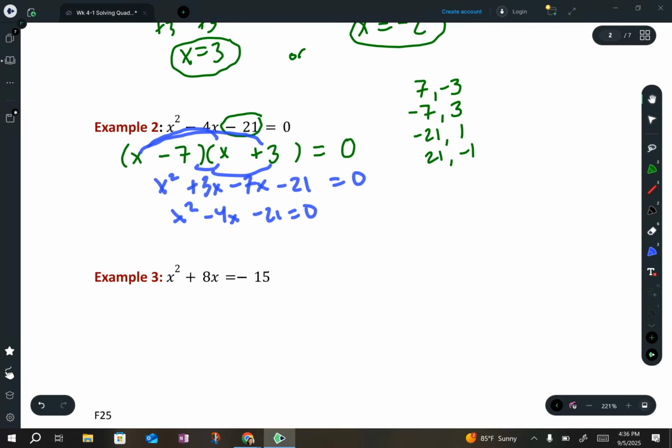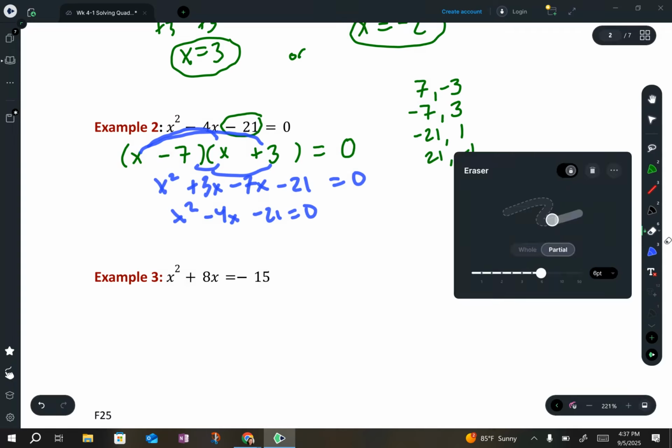All right, let's try another problem. Let's look at this one right here. Well, I didn't finish this problem. Back up. Let's finish this problem. So, let's make a little space for ourselves here.